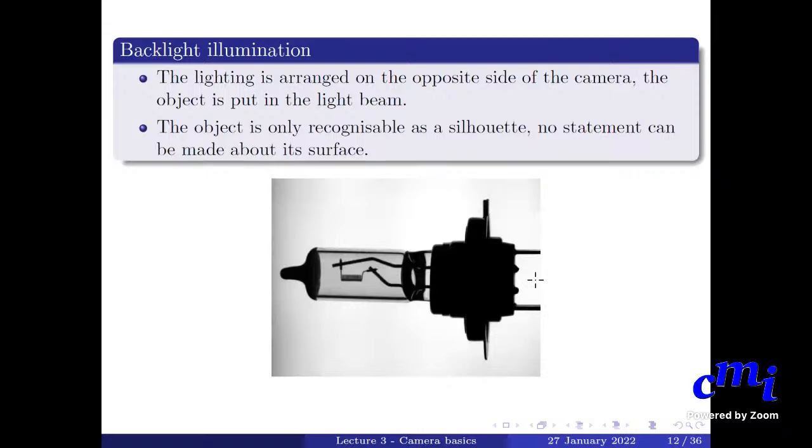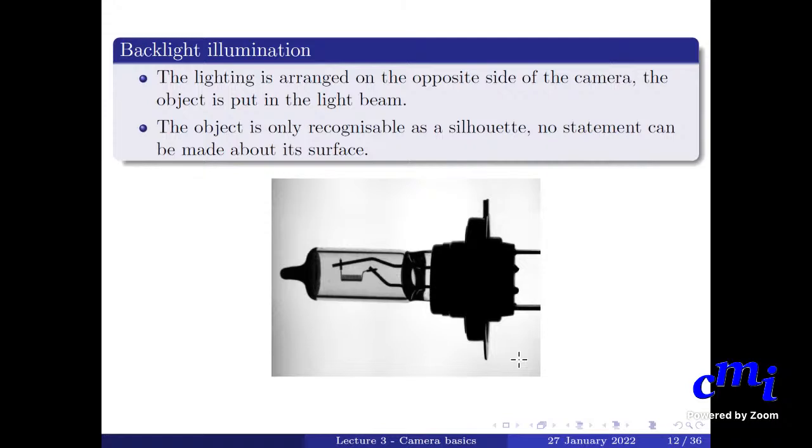This is an example of backlight illumination. So in this case, the source of light is exactly behind the object. Okay, this kind of lighting is useful if you are interested in the silhouette or the edges of the object. Okay, and well, if one is really interested only in the edges, you can see how easy the task of segmentation is for this object.